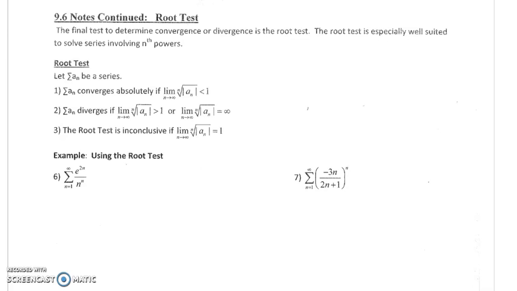We've got some exciting news here, guys. This is the 10th and final test of convergence. It's the root test. It's not so bad.